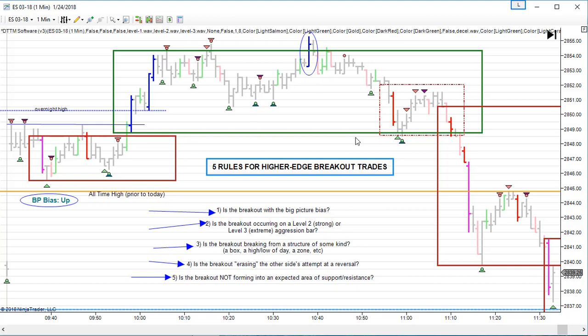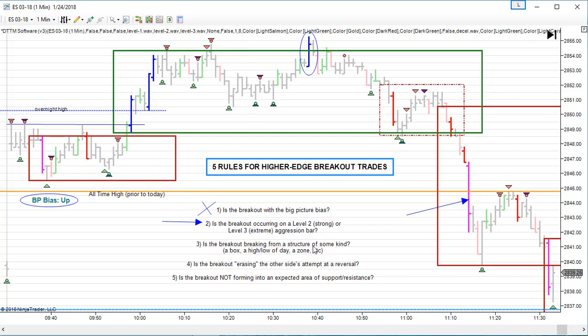Now let me look at one more trade here, or one more option here. Let's look at this breakout here on the low of the day with this level 3 aggression bar, okay? So let's take this rule step by step. Is this breakout with the big picture bias? No, it's not. We have an up bias, and this is a short trade, so we don't have that. Is this occurring on a level 2 or level 3 aggression bar? Yes, it's a level 3 or extreme selling aggression bar. It tells us there's a lot of selling, so that's good.